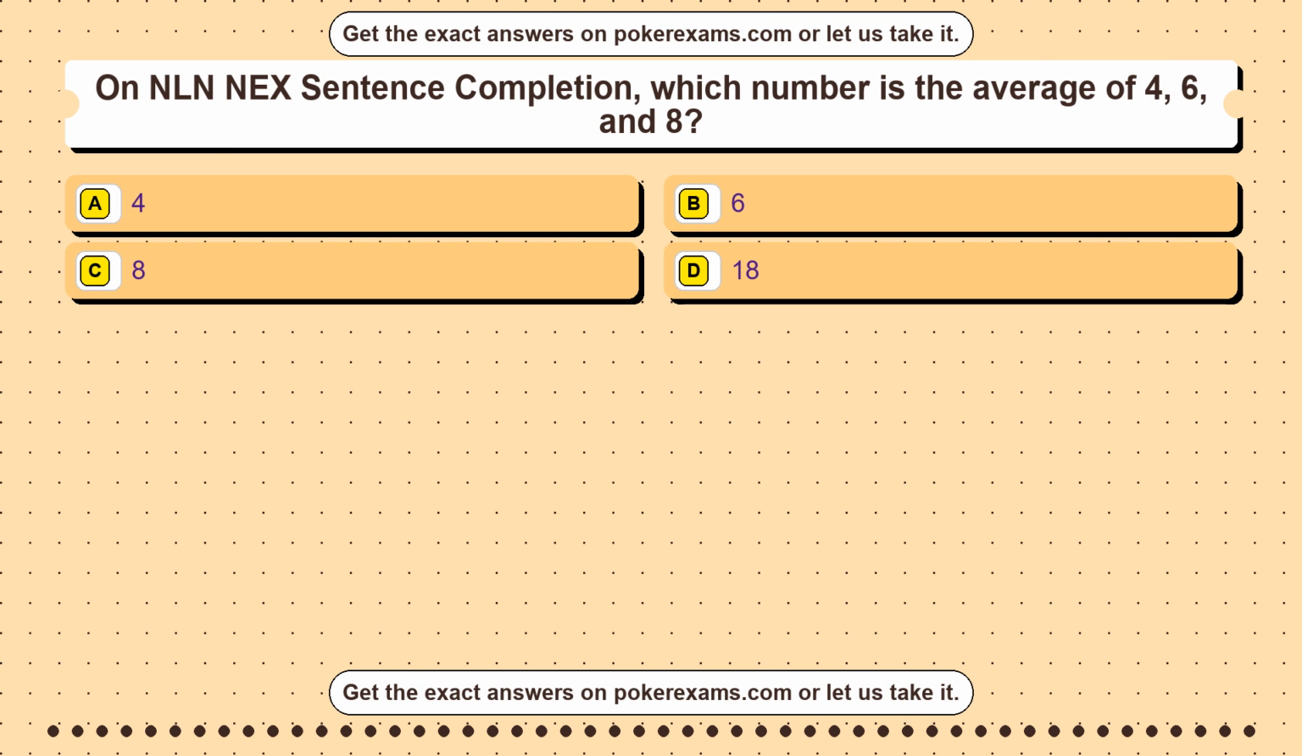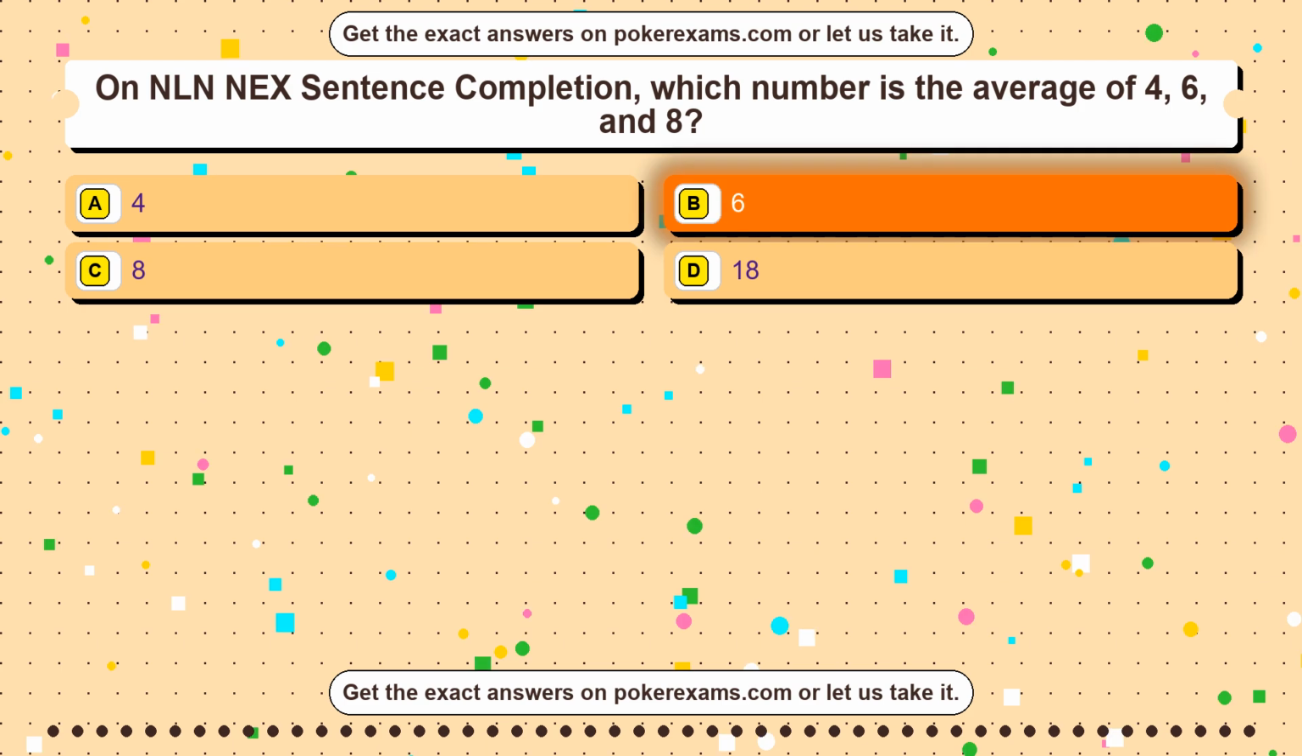Question 44. On GED Science Review, which decimal equals 3/10? Option A, 30.0. Option B, 0.03. Option C, 0.3. Option D, 3.0. The correct answer is option B.